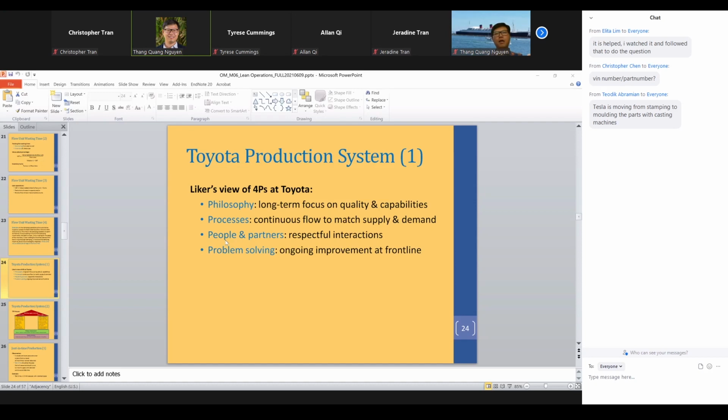The third P is about people and partners. And the keyword here is respectful interaction, right? So as colleagues, we should respect each other. That's a social norm, right? But besides that, there's something else very important. If you are the manager and you are the boss, if you know how to respect your workers and create an effective partnership with them, then you can solicit ideas and information from the workers.